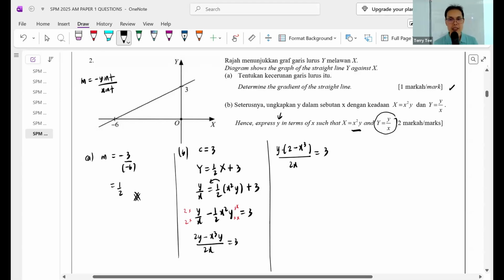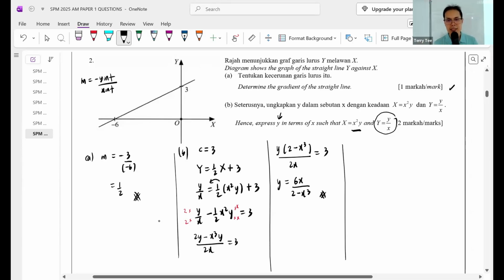We can do it this way. Now, finally, I multiply the 2x up. 2x times 3 is 6x. Bring the 2 minus x cubed down. There you go, you got your y written in terms of x. Okay? Alright, this is one way of doing it.